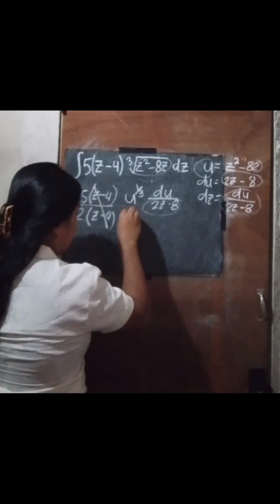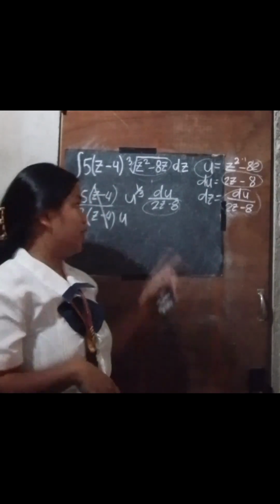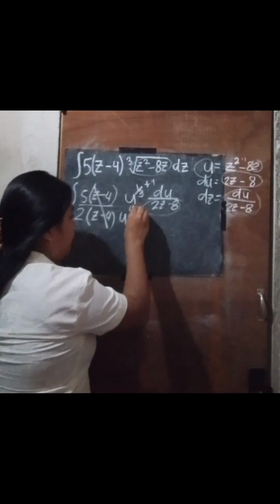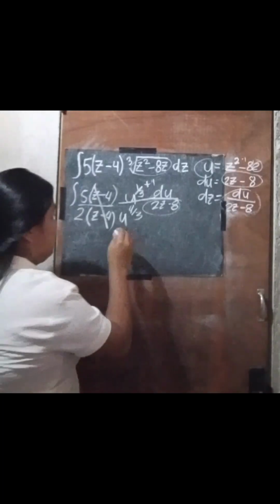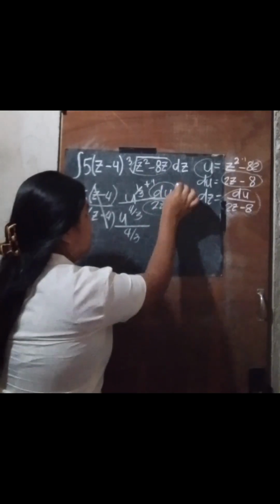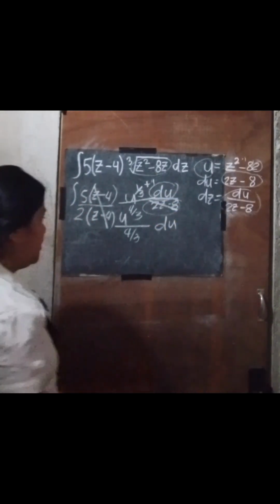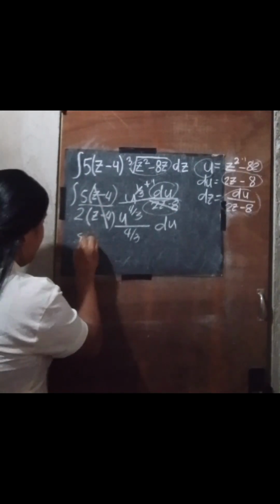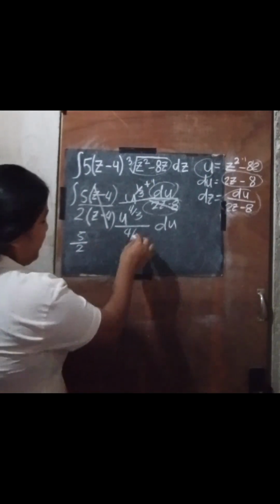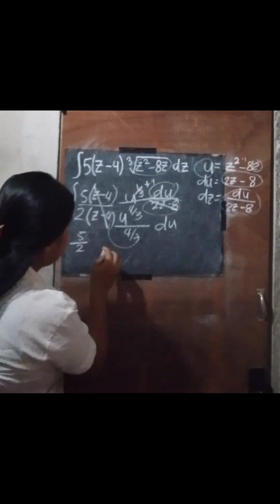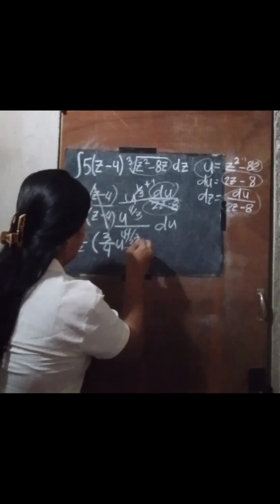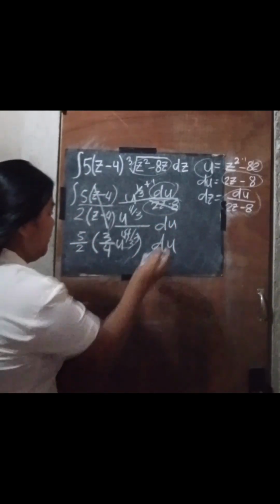Then, copy the u. Now we can use the power rule for integration. We add 1 to the exponent, so it becomes u raised to 4 thirds. Then the exponent becomes the denominator, so we have 4 thirds. Then, the du. So now, let's solve. It becomes 5 over 2, then we take the reciprocal, so we multiply by 3 over 4, then u raised to 4 thirds, then the du, plus c.